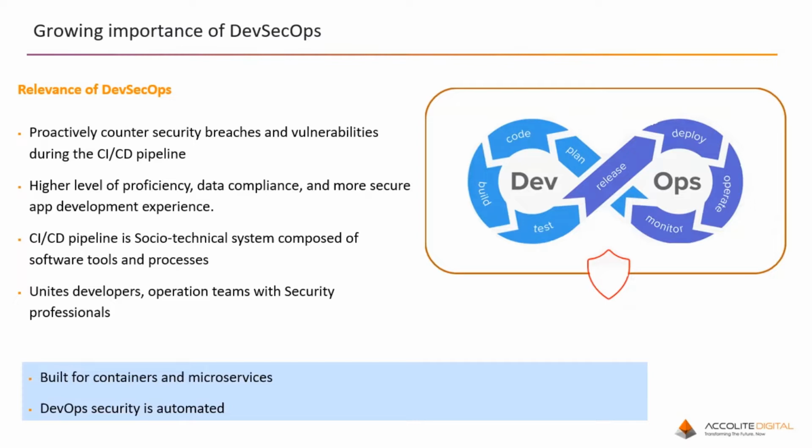The CI/CD pipeline is a socio-technical system composed of software tools and processes. DevSecOps unites developers, operation teams, and security professionals together. It involves and impacts automating security controls for repositories, container registries, the CI/CD pipeline, API management, release automation, operational management, and monitoring.